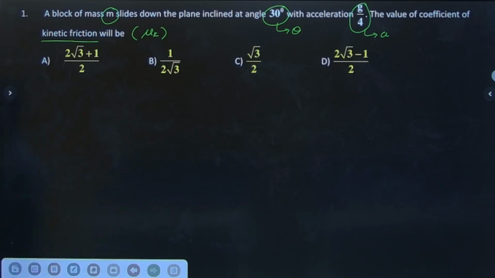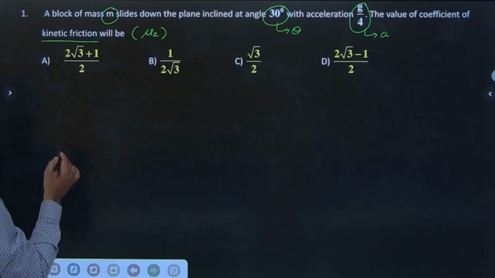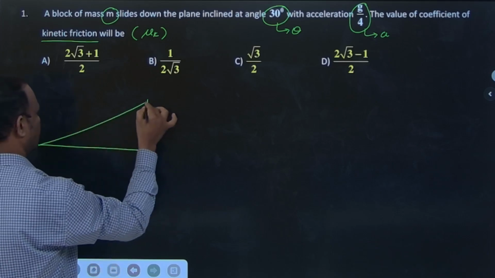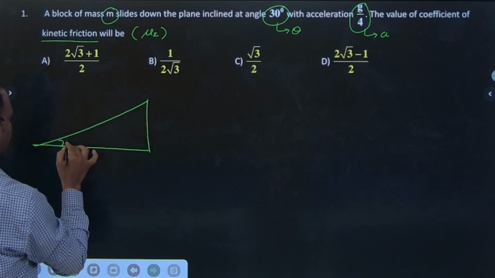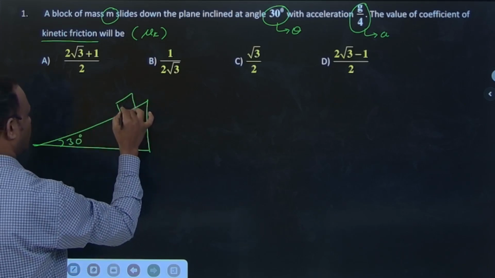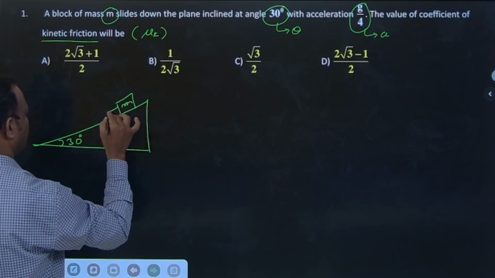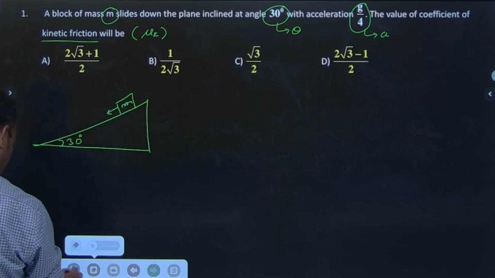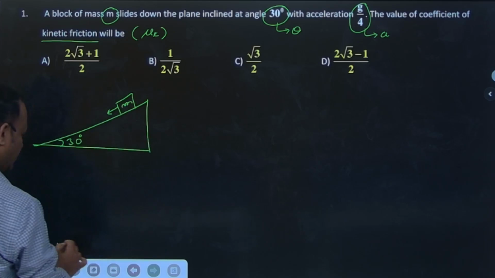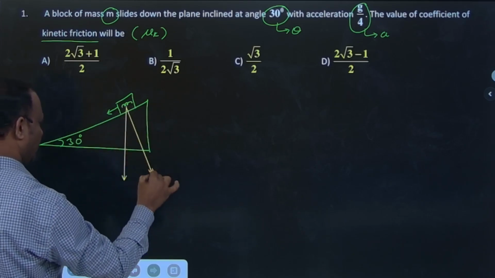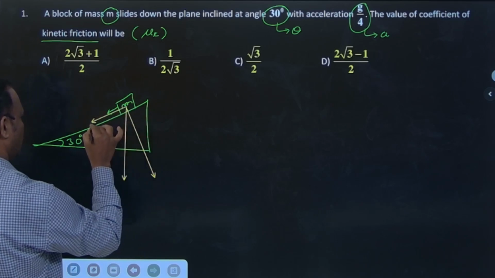So this is the inclined plane. For this inclined plane, the angle of inclination theta is equal to 30 degrees. Here is the block, its mass is m, and it slides in the downward direction. When you speak about its weight, it acts downward, so this weight is resolved into two components.